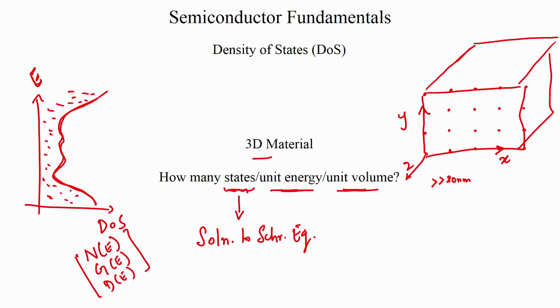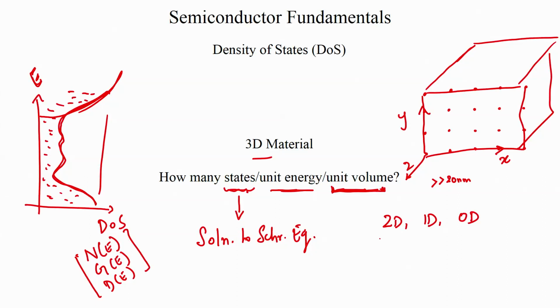Is it going to be uniform, or is it going to vary as the square root of E, or what is it? What is the distribution of the states as a function of energy per unit volume of a 3D material? We will do this exercise first for a 3D material, see how to go about making this calculation, and then do the same calculation for a 2D material and for a 1D material, and finally answer questions for a 0D material.